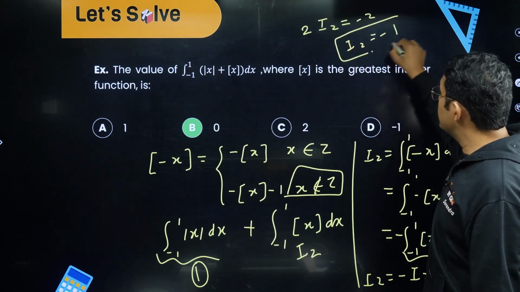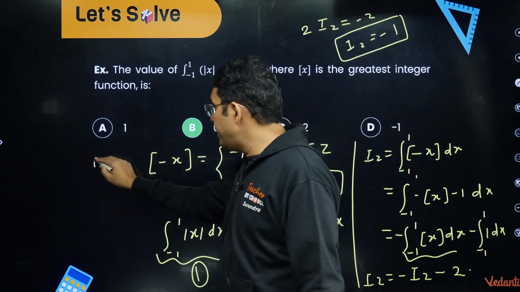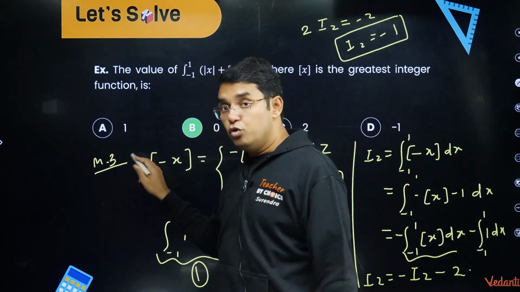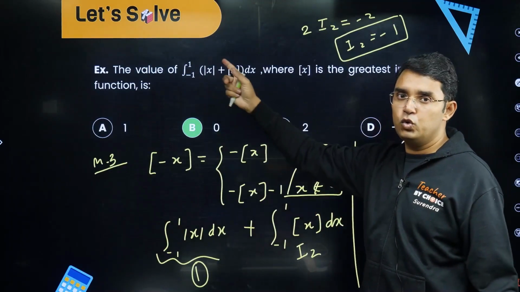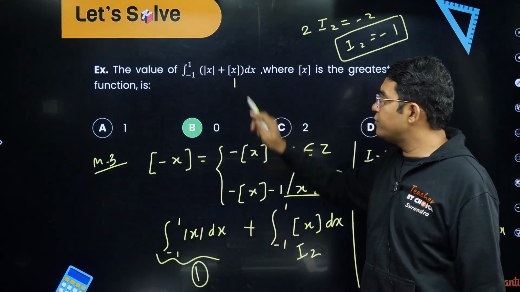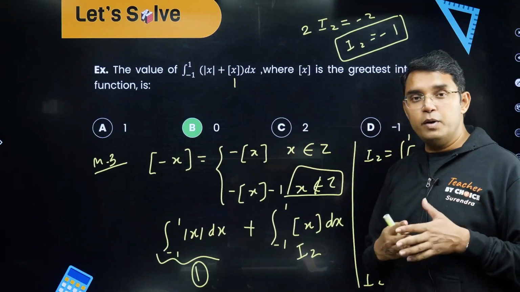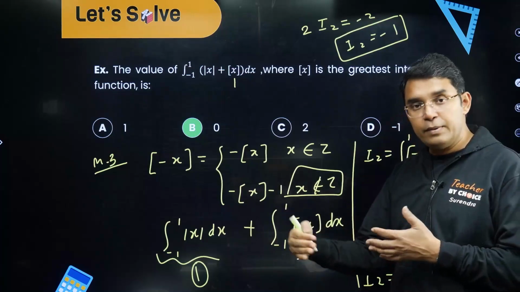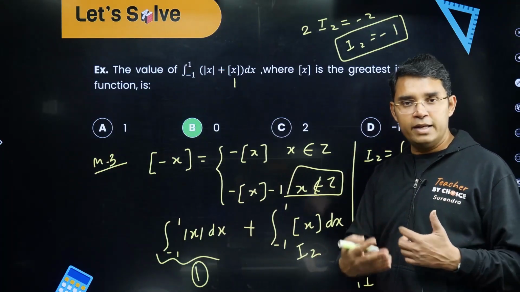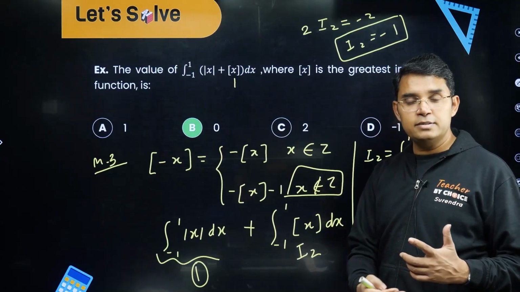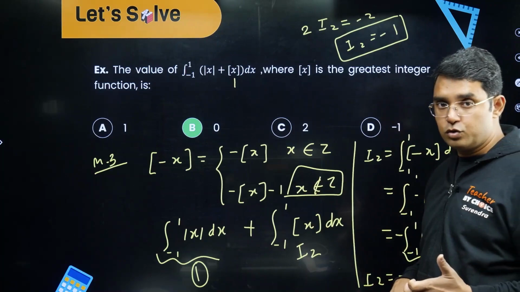You may be thinking that it is so lengthy, why are we using this method 3 here. Let me tell you, this method will be useful if you are given, let's say, greatest integer of x asked from -10 to 10. In that case, you have to split in multiple steps, like -10 to -9, then -9 to -8, and so on. But if you know this property, it will be useful there also.